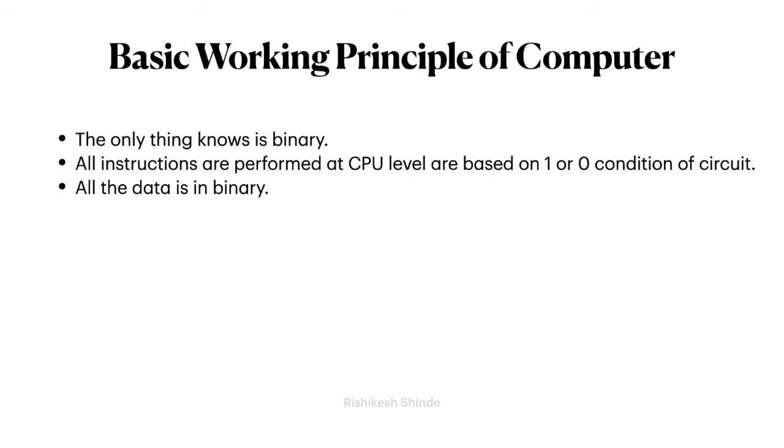I'll discuss three points here to understand the basic working principle. The first point is that the computer knows a single thing, that is binary. It only knows binary, nothing more and nothing less. And based on this binary, it performs computations. When we program a computer, when we give it some instructions, all the instructions are performed at the CPU level based on 1 or 0.